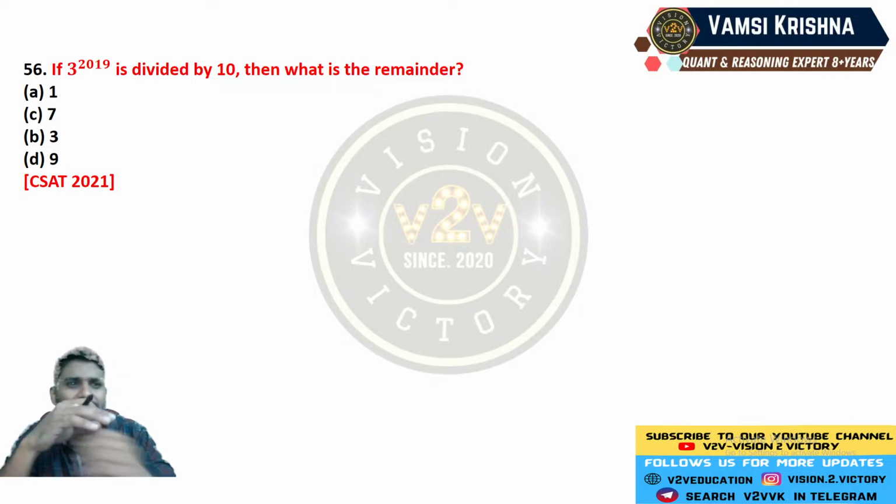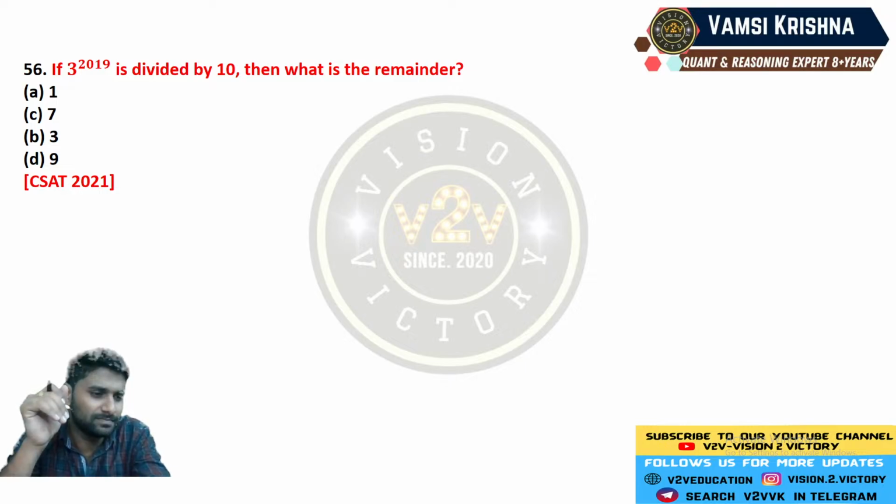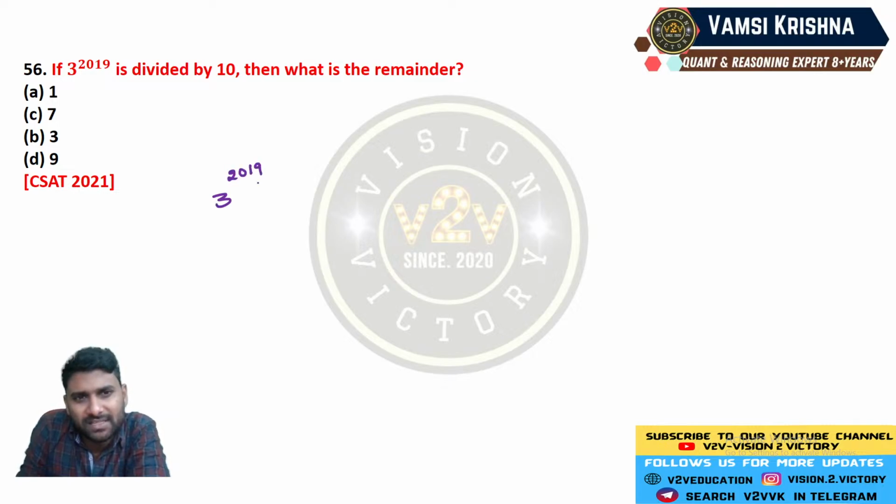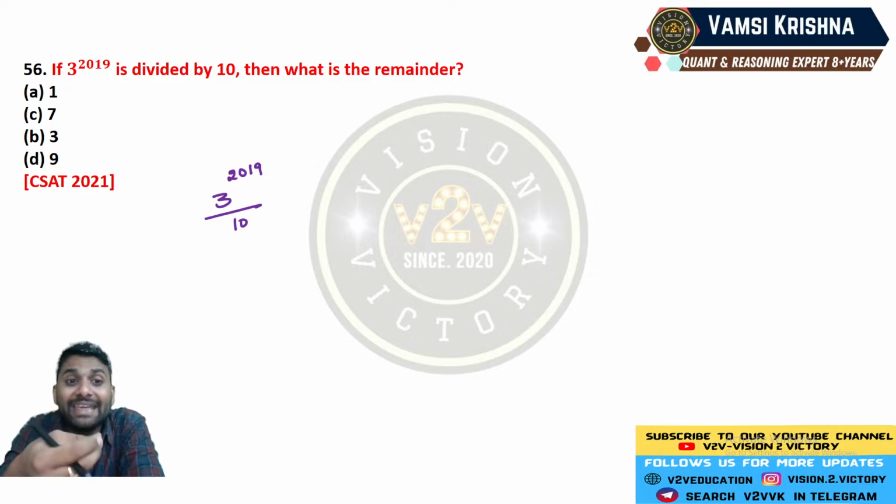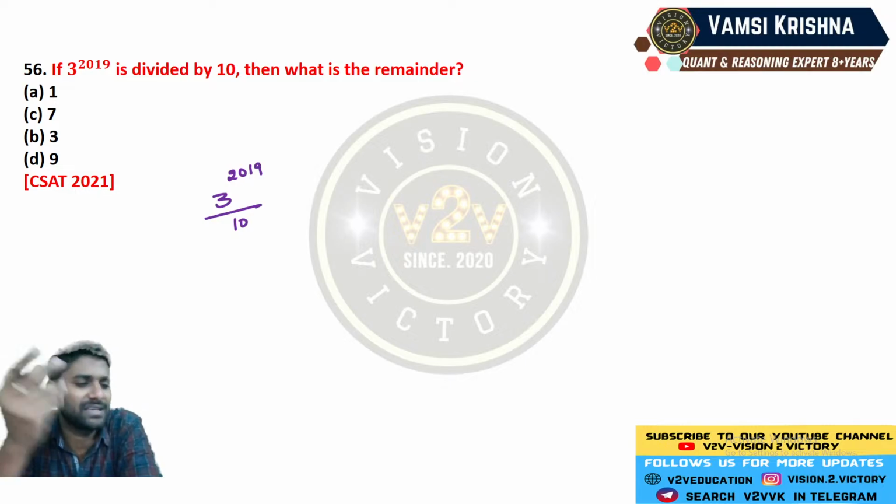See one more question in the remainders concept. 3 power 2019 is divided by 10. We want the nearest numerator to the denominator, and we already know the denominator is 10. What is the nearest numerator in the 3 cycle? You already know the 3 cycle: 3 power 1 is 3, 3 square is equal to 9.